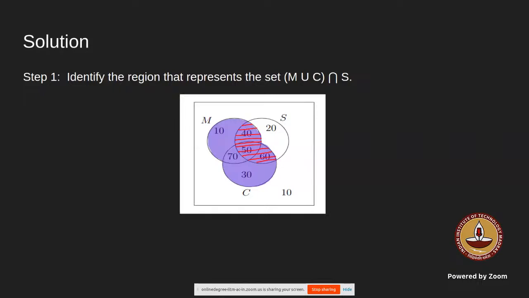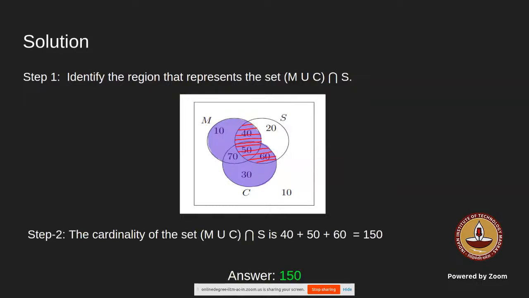Sir, M union C, it should be 70-50 that shaded, no, only... No, not that, that is the tank portion. You are saying about intersection, M intersection C. Okay, wait, sorry. M union C is the whole blue region. So that is M union C, all the elements of M and C. Okay, so this is 150. All of you are getting this?